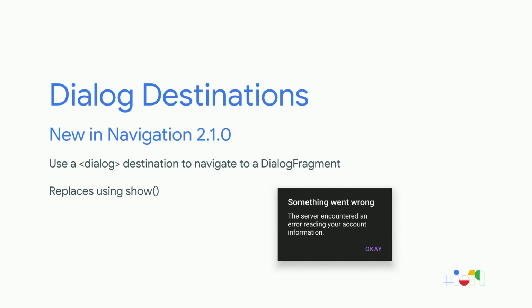One of the things in there was dialog destinations. So in addition to using full screen fragments, now you can use a dialog destination, and then you can navigate to a dialog. So this is supported out of the box by nav-host fragment, just like fragment destinations, and allows you to use all the same actions and arguments as you would for any other kind of destination.